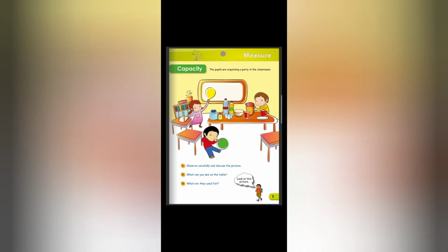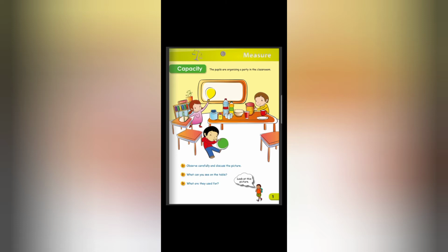Page 1 of the book. Capacity. The pupils are organizing a party in the classroom. So you have to observe. Number 1, observe carefully and discuss the picture. Number 2, What can you see on the table? Number 3. What are they used for?